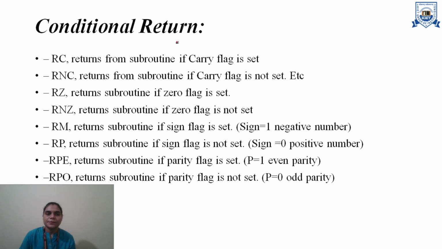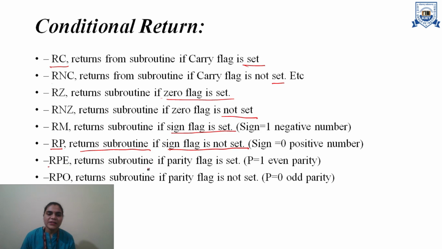Conditional return: RC returns from the subroutine if carry flag is set. RNC returns from the subroutine if carry flag is not set. RZ returns from the subroutine if zero flag is set. RNZ returns from the subroutine if zero flag is not set. RM returns from the subroutine if sign flag is set. RP returns from the subroutine if sign flag is not set.